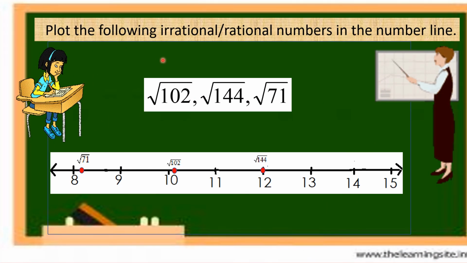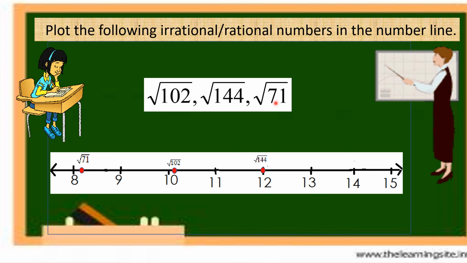Ready to plot the following irrational and rational numbers in the number line. We have square root of 102. Square root of 102 is in between 10 and 11. Why? 10 times 10 is 100 and 11 times 11 is 121. We have square root of 144, that is 12.